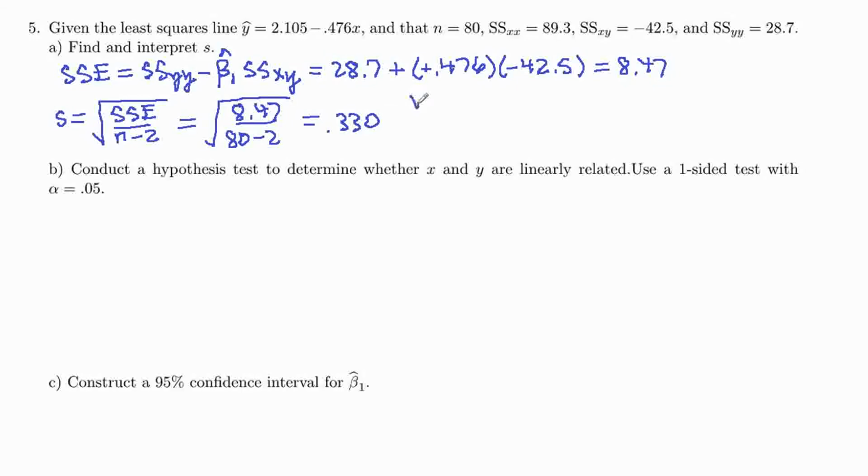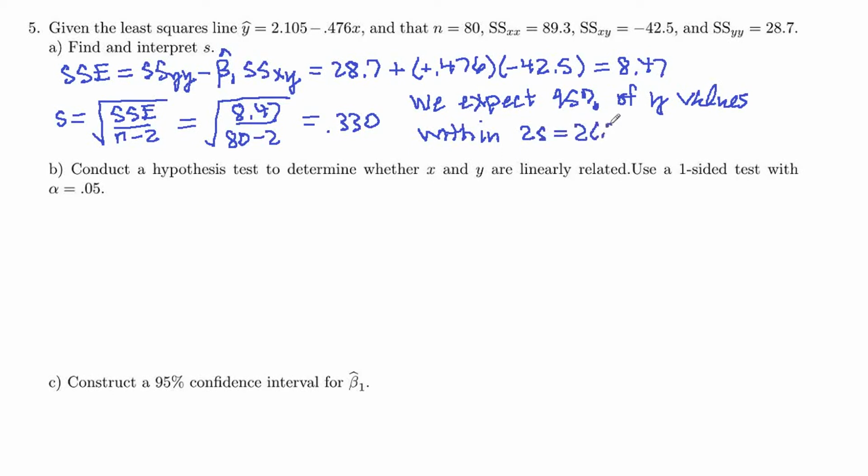And then our interpretation here is that we would expect 95% of our y values to be within 2s, which is 2 times the 0.33, which is 0.66, of the y hat values, the predicted values. So that s is looking at the error of our y values from the y hat values.